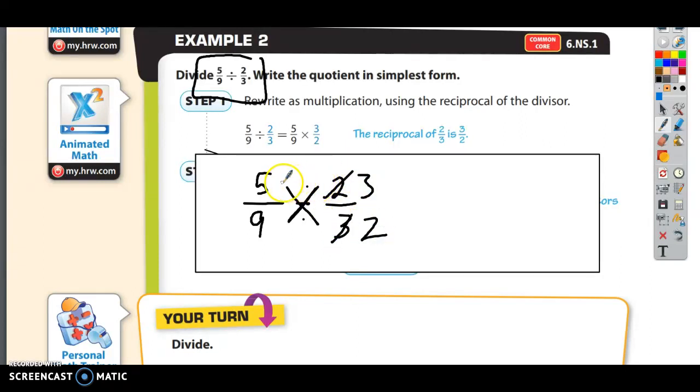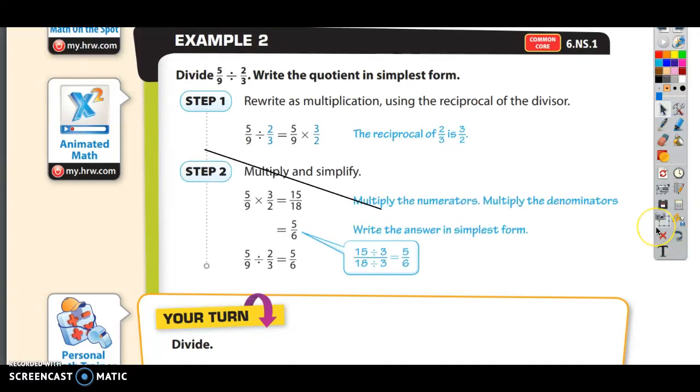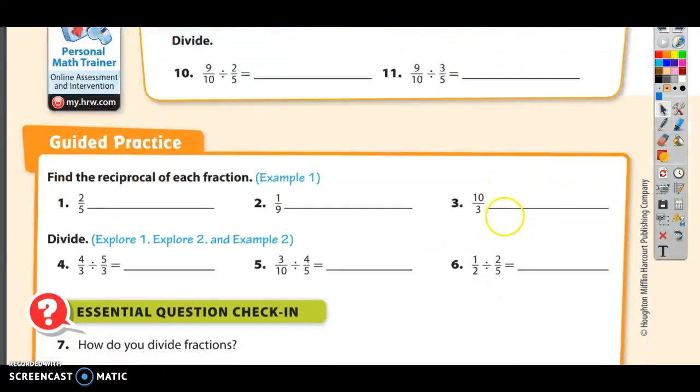I then could either multiply 5 times 3 and 9 times 2, or better, I should simplify 3 and 9. They share a factor of 3. 9 becomes 3 and 3 becomes 1. And I've got 5 times 1 is 5. 3 times 2 is 6. The answer is 5/6.